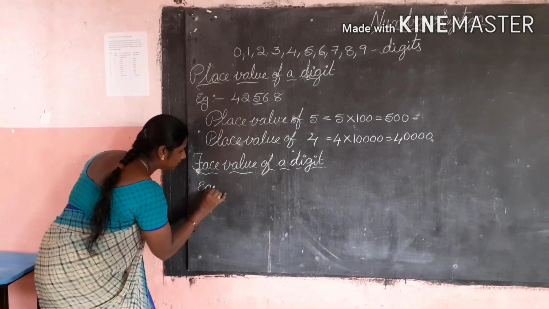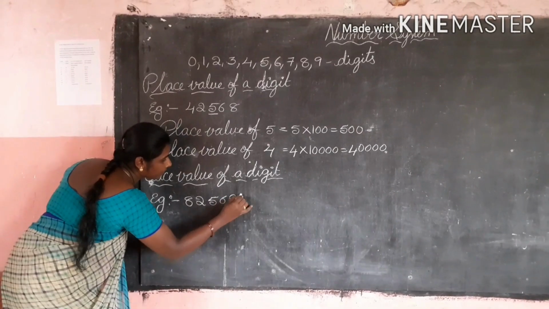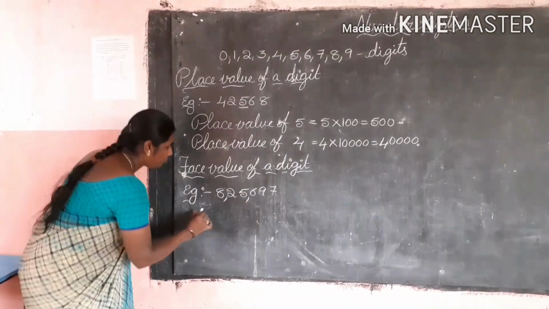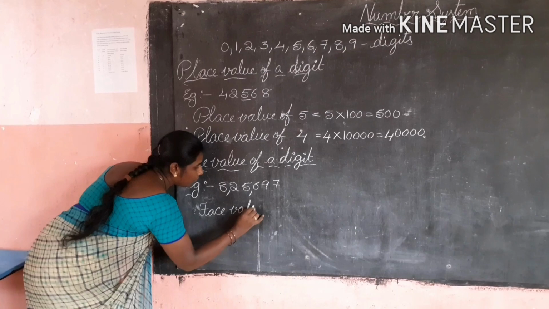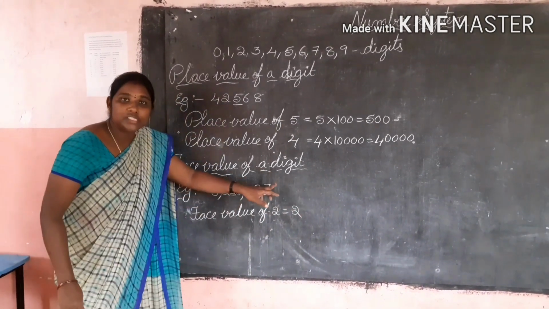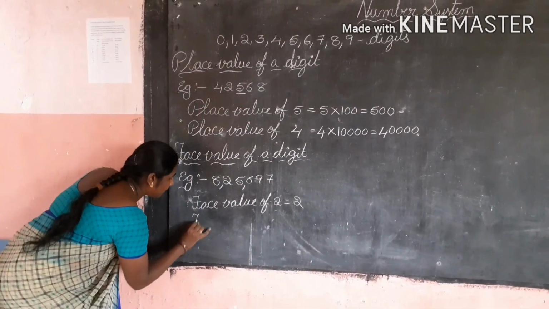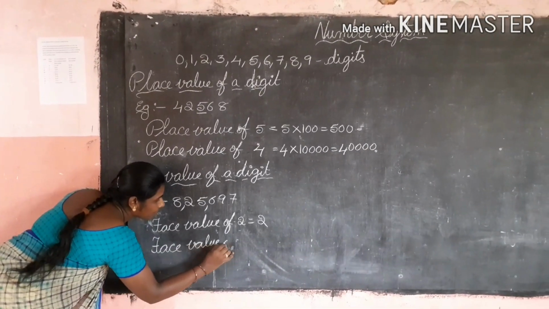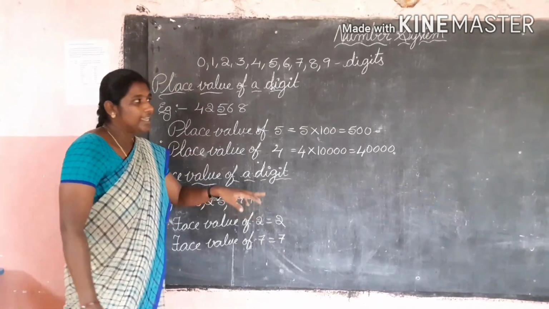For example, 8,25,697. We have to find the face value of 2. What is the face value of 2? The face value of 2 is 2. The face value of a number is the digit itself. Next, again, the face value of 7 is equal to 7. The face value is the digit itself.